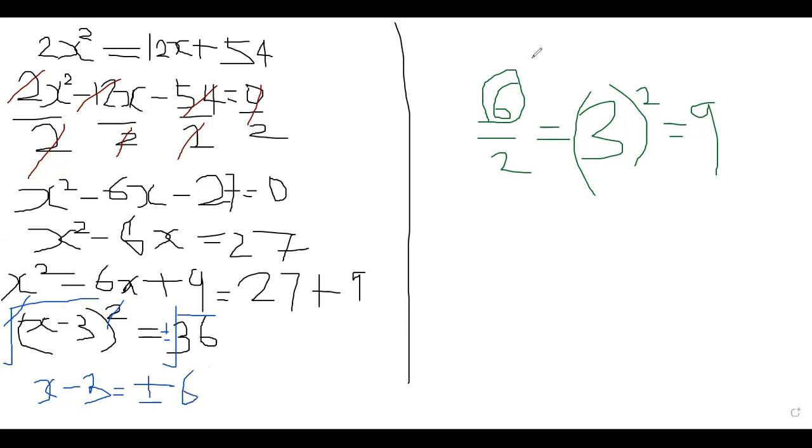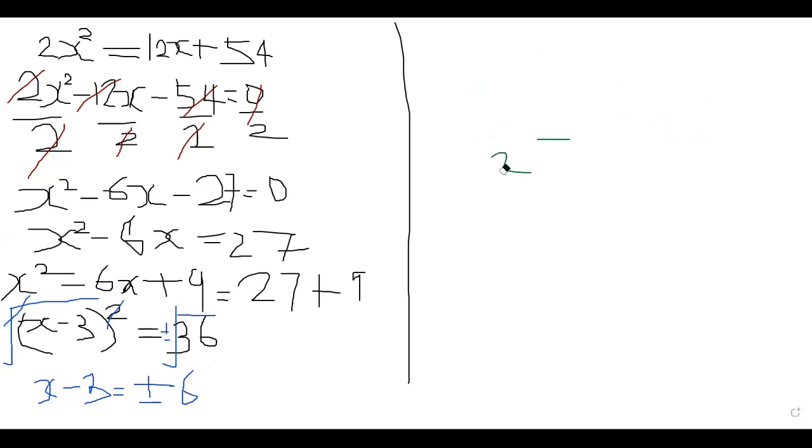Please let me clear this one. So from here, what's the next thing to do? Take that minus 3 to the other side. You agree with me? Yes, sir. It becomes a plus. So that will be x equals 3 plus or minus 6.